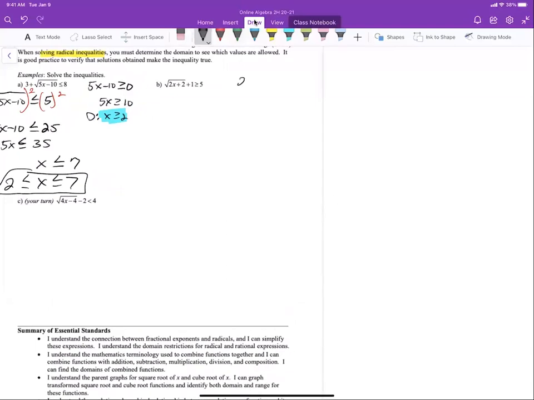Let's first start by finding our domain restriction. What's under the radical has to be greater than or equal to 0, because it's even. So 2x is greater than or equal to -2. X is greater than or equal to -1. This is my domain restriction.